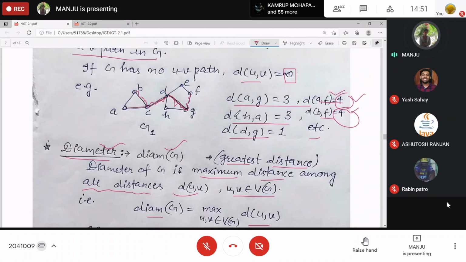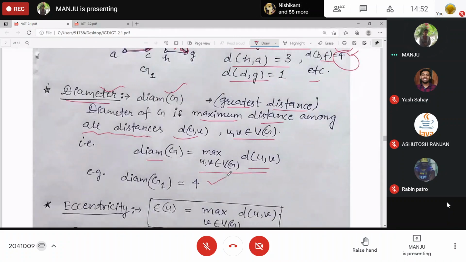In short, you can write it as the maximum of d(U,V) over the vertex set. So what can you say about the diameter of G1 over here? 4. There does not exist any smallest path with length 5, not 3. So the only maximum is 4. You have many, right? A to F, B to F. So that is your 4.